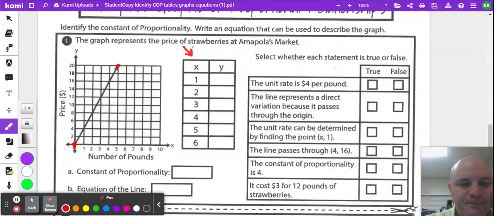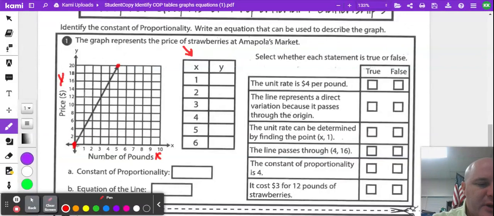So what we're going to do is the X value is always on the bottom. That's the X value, that's the number of pounds. And the Y value is on the side here. That is the price of the strawberries.